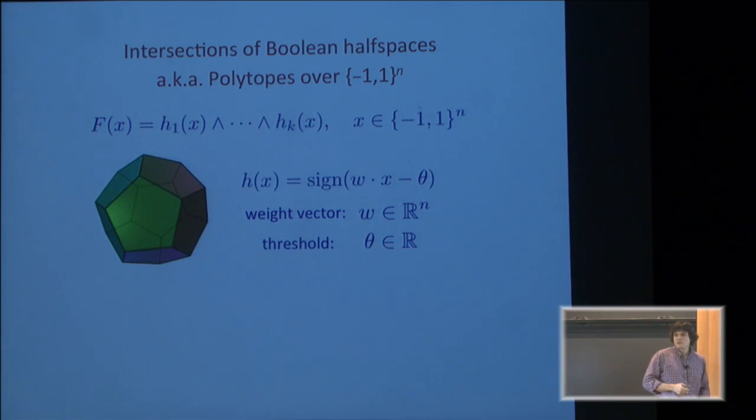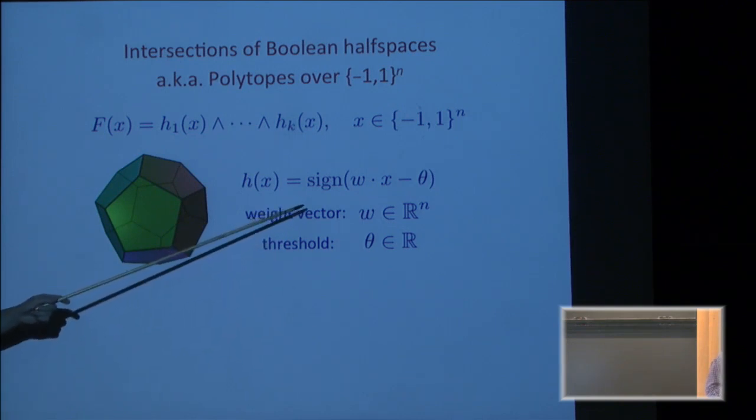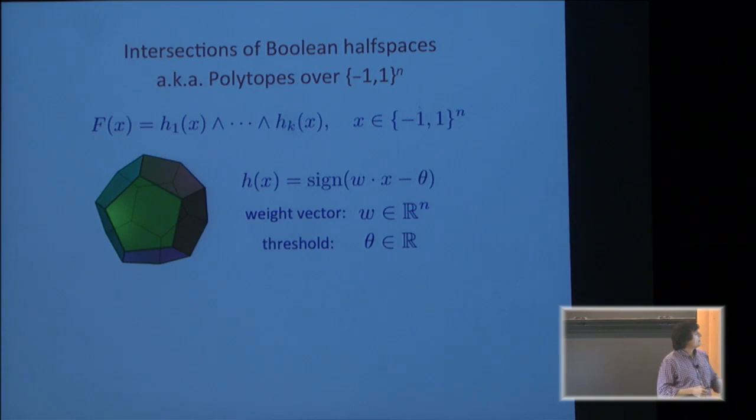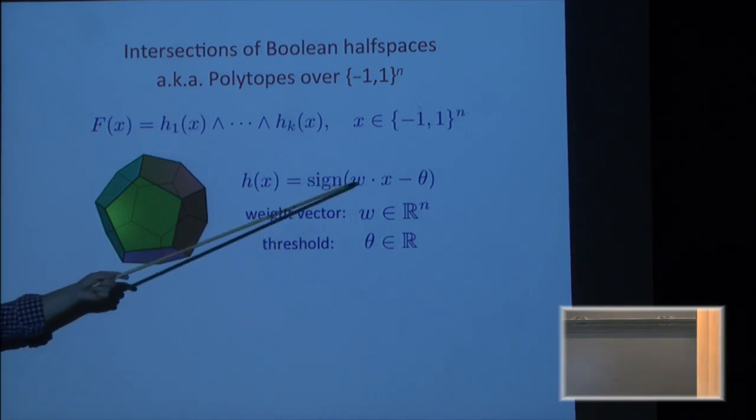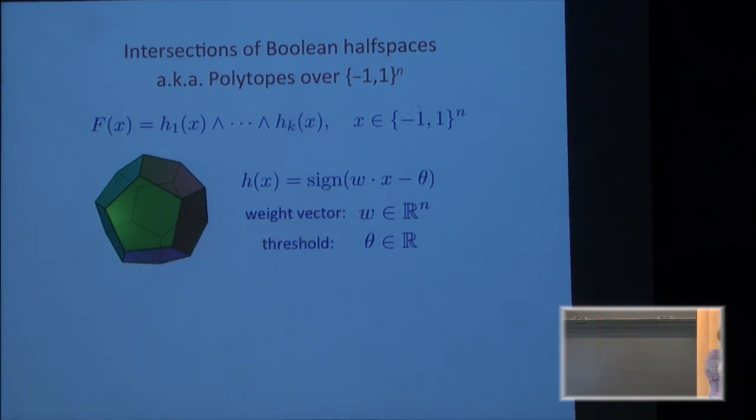I suspect we all know this already, but just to make it explicit, each one of these constituent half-spaces is a Boolean valued function. It's a function which just takes the sign of a linear form. So we have a weight vector, a real vector of coefficients. We have a threshold value. You look at which side of the hyperplane defined by w dot x equals theta your point is on, and you either output true or false. And the polytope is a collection of all points that are on the true side of this.